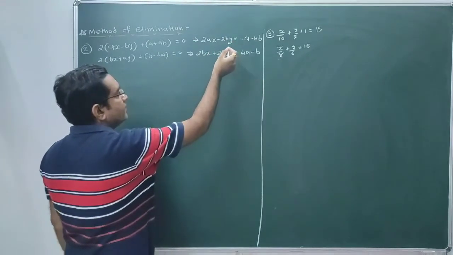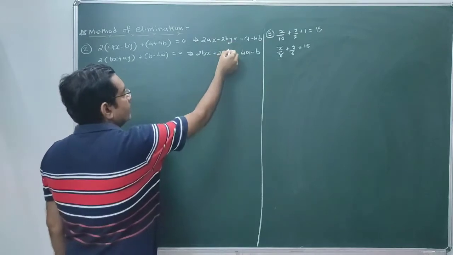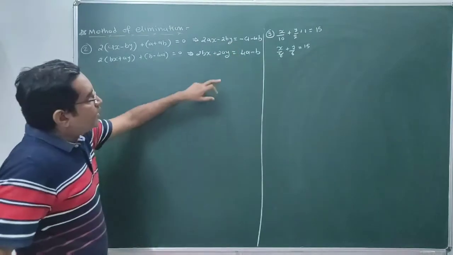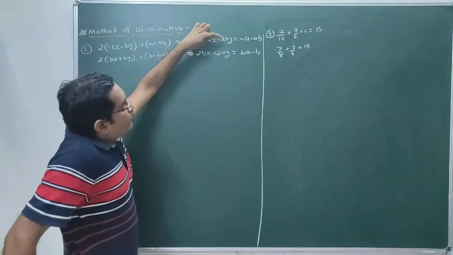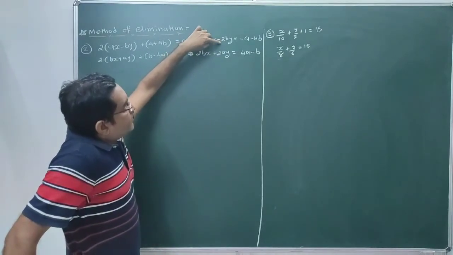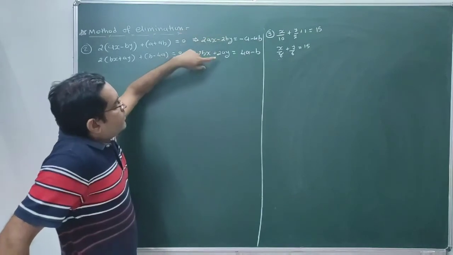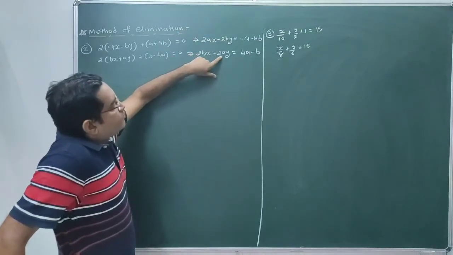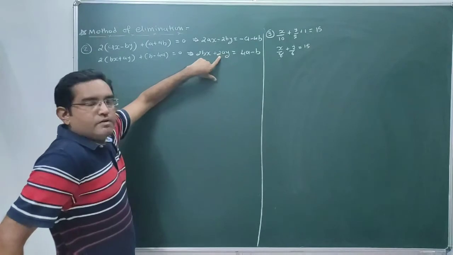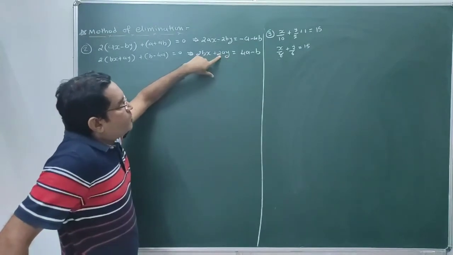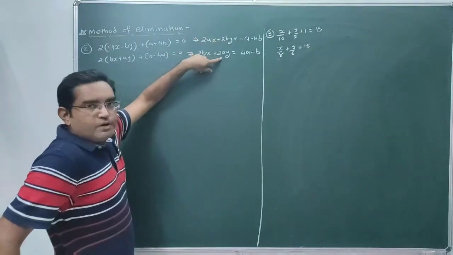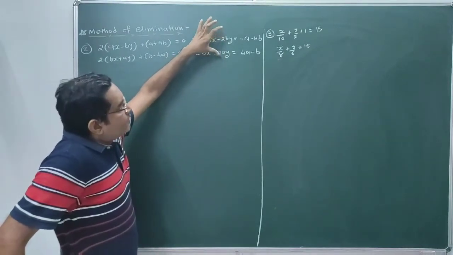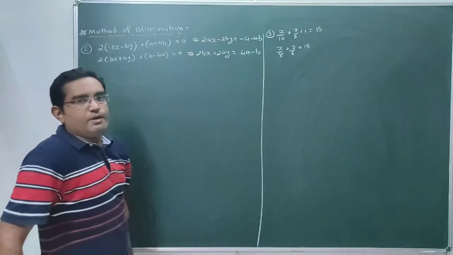So here we have decided that first we eliminate the variable y, and to make the numerical coefficient of this variable y equal, we have to multiply equation 1 with a, so it will be minus 2ab, and for equation 2 the coefficient of y is 2a, so you have to multiply equation 2 with b, so it will become 2ab. This is minus 2ab, this is plus 2ab, and after performing the addition, this y can be eliminated.